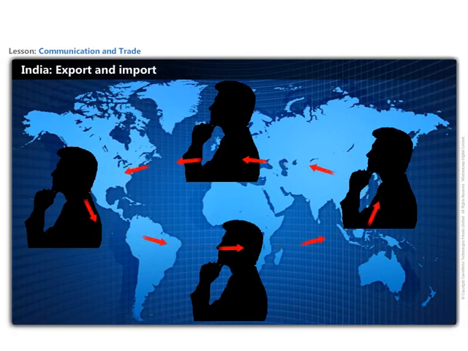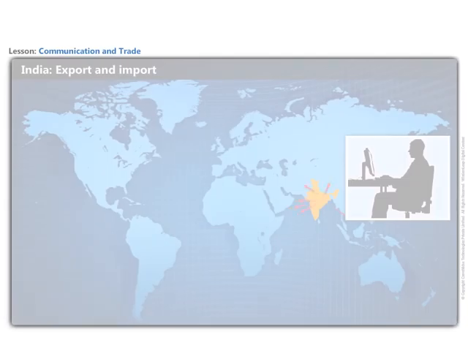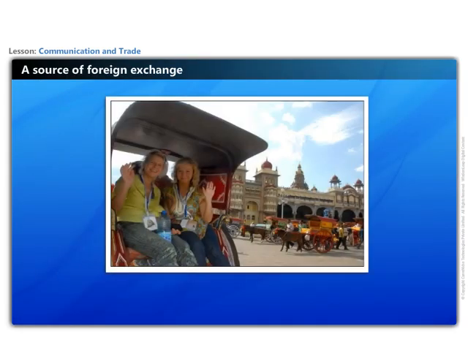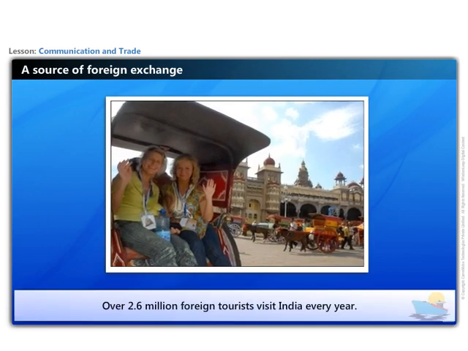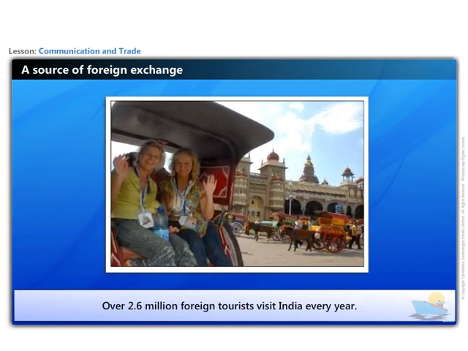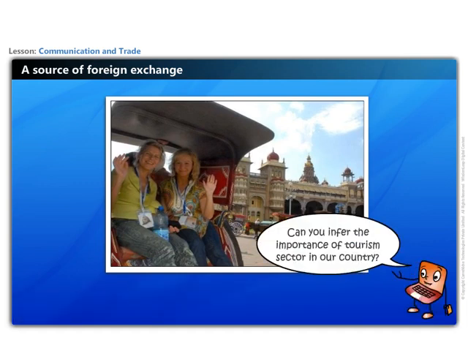In recent years, exchange of commodities and goods have been superseded by exchange of information and knowledge. India has emerged as a software giant at the international level, and it is earning large foreign exchange through the export of information technology. You must have seen people from various countries visiting the attractive places in our country. Tourism in India has grown substantially over the last 3 decades. Over 2.6 million foreign tourists visit India every year. Can you infer the importance of tourism sector in our country?